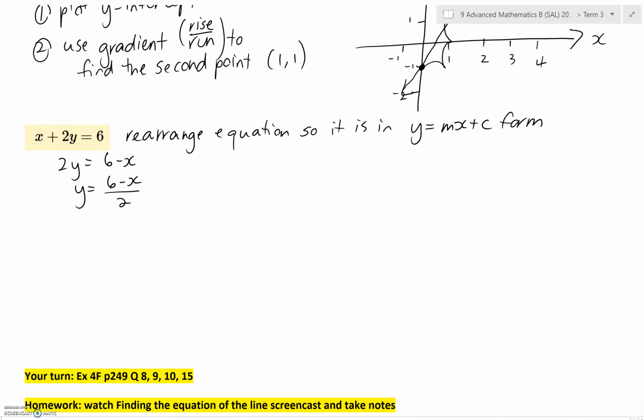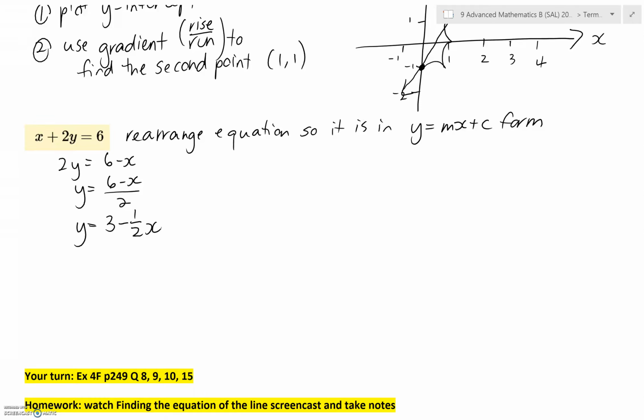Now I haven't done it far enough. I need to simplify and get rid of everything that's over the fraction. So I'm going to divide everything in the right hand side by 2 and then treat them individually. So what that is going to mean is 6 divided by 2 equals 3, and negative x divided by 2 is the same as negative 1/2 x.